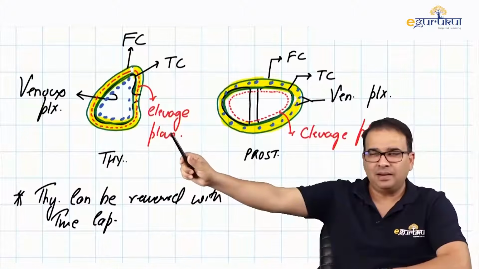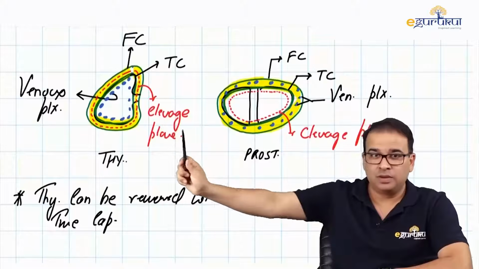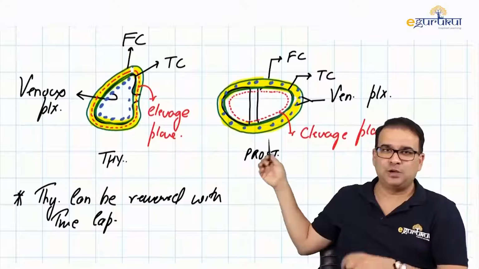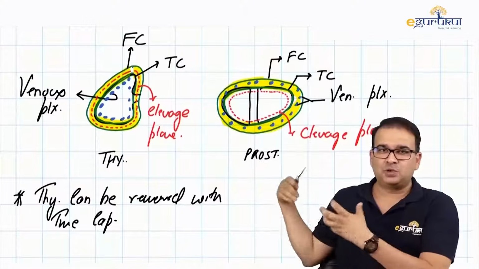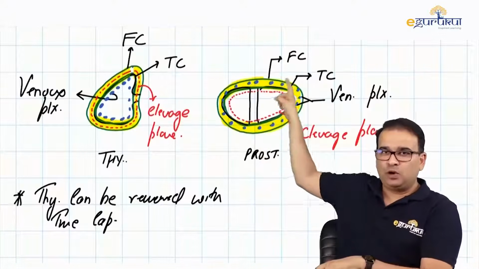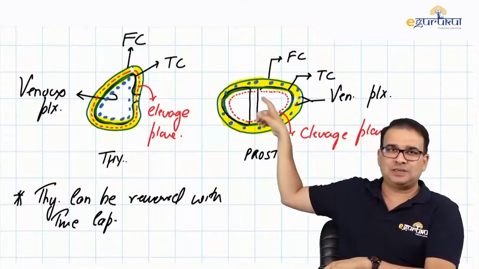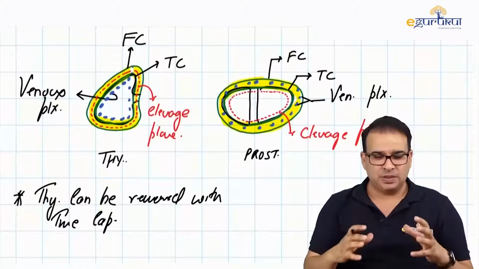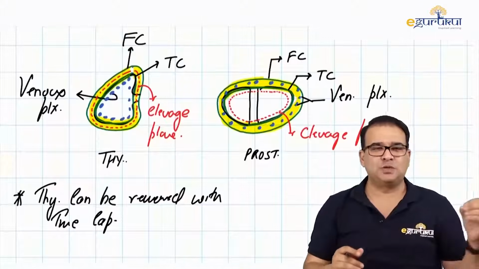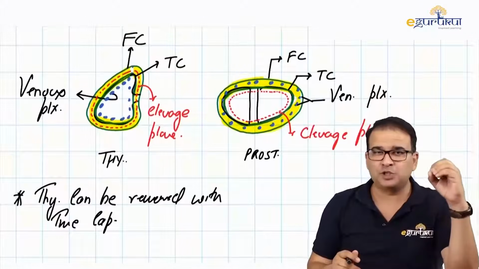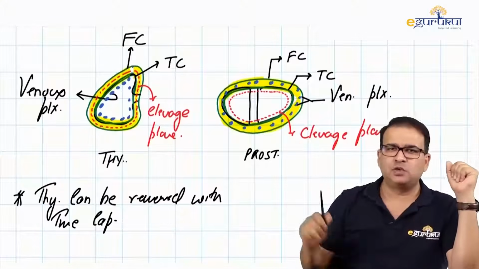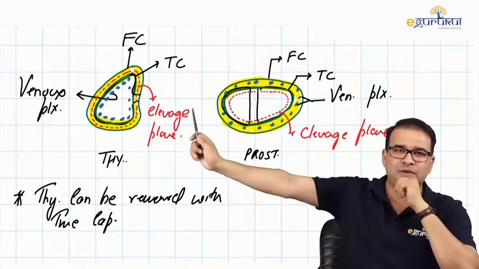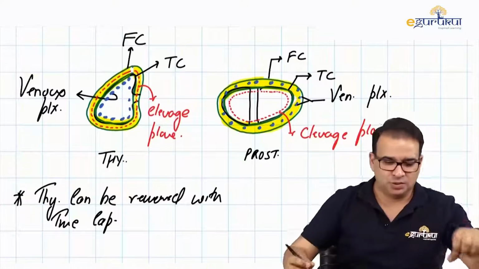So in thyroid gland, thyroid can be removed with the true capsule. You cannot do the same with the prostate gland. You cannot remove a prostate gland with a true capsule, because if you do so, you will erode these veins, which are the prostatic venous plexus, and that will lead to alarming bleeding or hemorrhage in that region. So that's the difference between the true and false capsule of the thyroid and the prostate gland. It's about the location of the venous plexus. When we discuss the prostate gland, we'll talk about this again in detail. Right now we need to understand that the venous plexus of the thyroid gland is inside the true capsule.